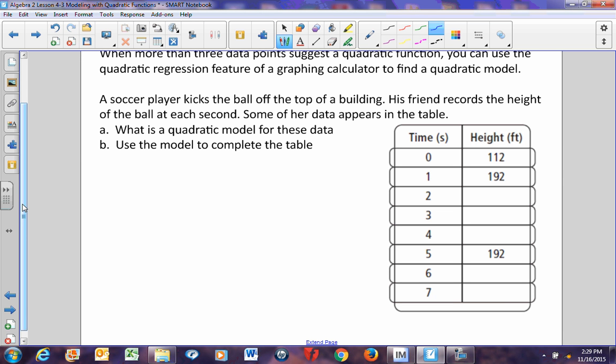And you're going to add lists and spreadsheets. Remember, on mine, I'm going to put time in, T-I-M-E, for the first one, and the second one is going to be height. And you're just going to stick in the same thing: 0, 1, and 5, and then 112, 192, 192.